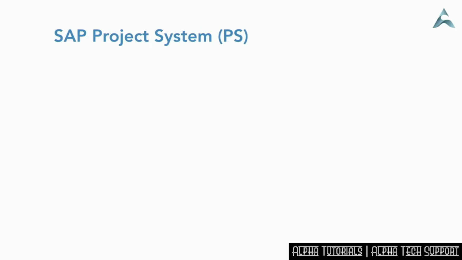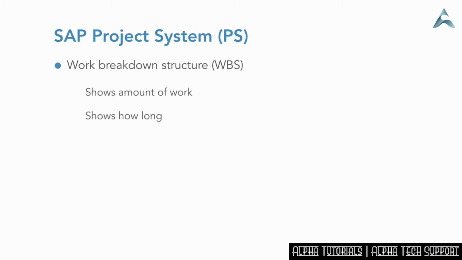The key component of SAP Project System is Work Breakdown Structure, called WBS. WBS forms the basis for organization and coordination in the project. It shows the amount of work, how much time it will take, and the costs involved. They are really buckets where costs and where work can be assigned and then rolled up into a larger project.